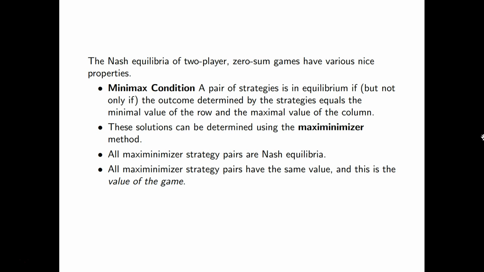These solutions can be determined then using the maxi-minimizer method. And it is in fact the case that all maxi-minimizer strategy pairs are Nash Equilibria of two-player zero-sum games, and it is also true that all maxi-minimizer strategy pairs have the same value, and so we can call this the value of a two-player zero-sum game. The value of the game is going to be the utility that the maxi-minimizer strategy pairs have for player 1.